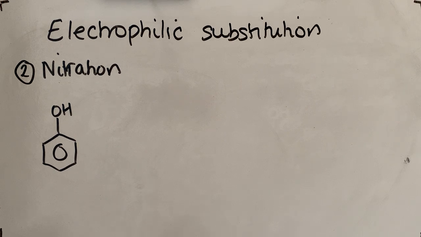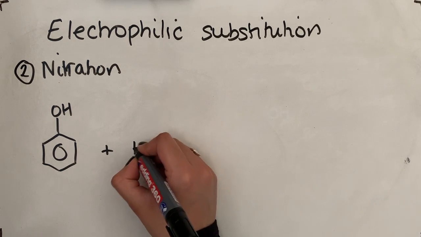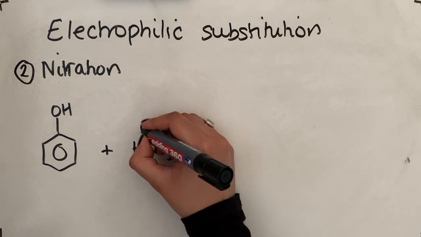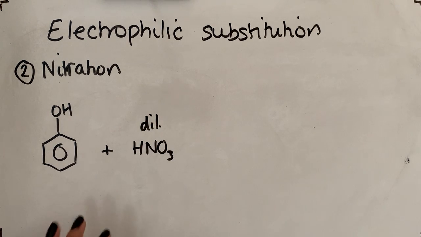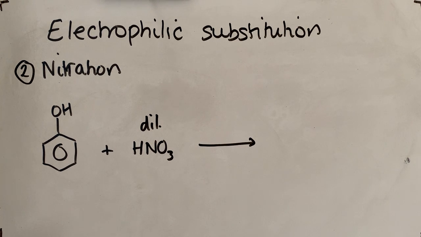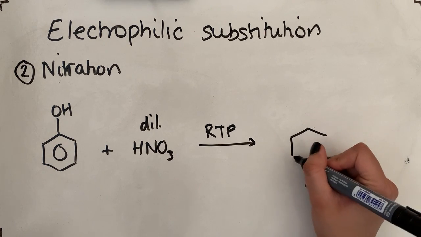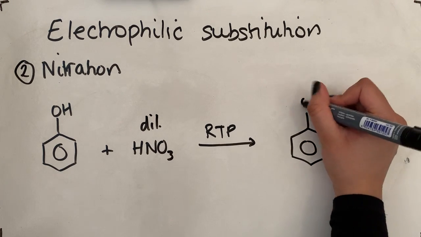Now, for the nitration of phenol, you actually need much milder conditions. So you don't actually need concentrated nitric acid. Dilute nitric acid will work just fine. Okay, so you have your phenol, you have dilute nitric acid, and this time you don't need a catalyst. You don't need the concentrated sulfuric acid, and you don't need to heat it up to 50 degrees Celsius. Okay, so you just need to do this at room temperature and pressure without the presence of a catalyst. And this should cause our substitution to occur.